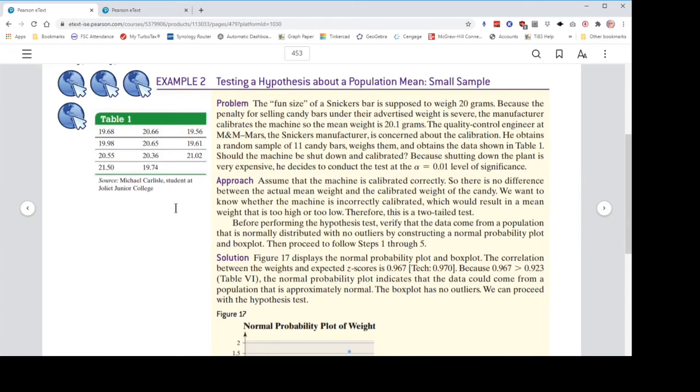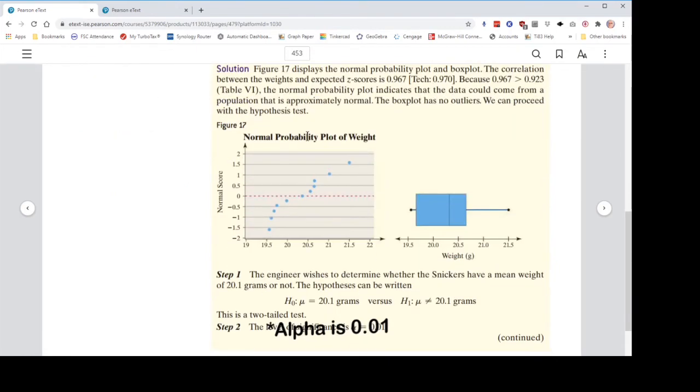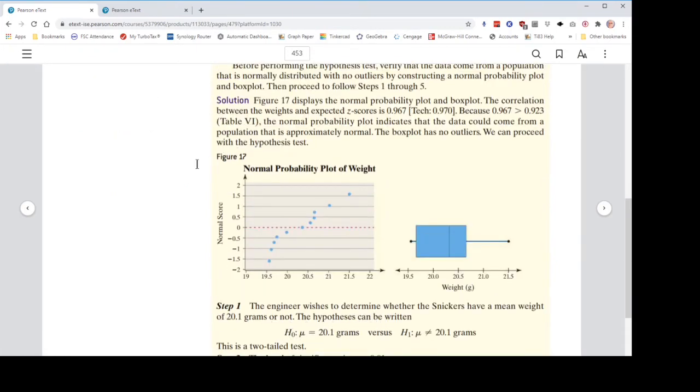All right, so since we don't have two of those conditions met, we don't know that we have a normal probability, and we don't have a large sample. We have to do some checks. And the checks we're going to do are checks that we've talked about before in class. And that has to do with doing a normal probability plot and taking a look at a box plot.